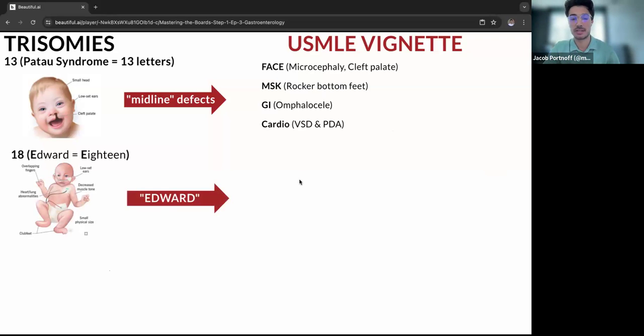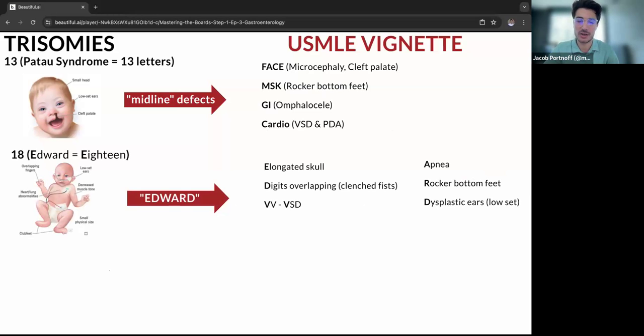Okay, moving on to Edwards syndrome, which is going to be trisomy 18. You can remember the E's, Edward with 18. And I have a little fun mnemonic here. Edward, you're going to remember elongated skull. Classically, the clenched fists are the giveaway in a vignette. You're going to have your VSD, apnea, rocker bottom feet, and then your classic low set dysplastic ears.